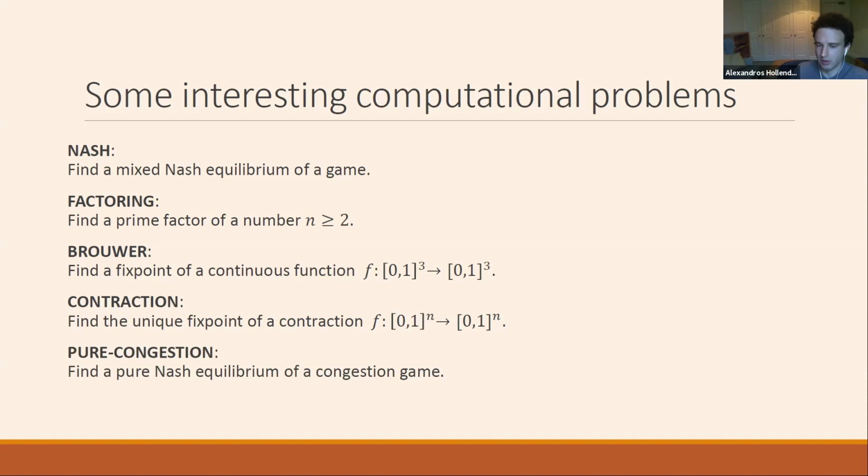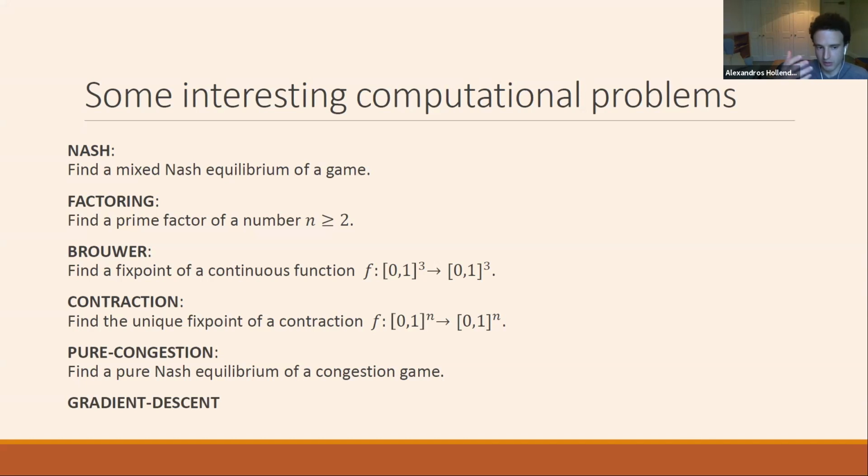Then a problem about congestion games. If you don't know what congestion games are, you can think of them as games that are used to model incentives in traffic. That's what they're mostly used for. So here the computational problem is: compute a pure Nash equilibrium of a congestion game that I've given you in the input. And finally, in this list, there is a gradient descent problem.